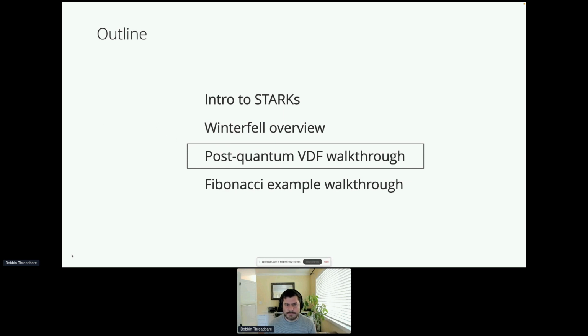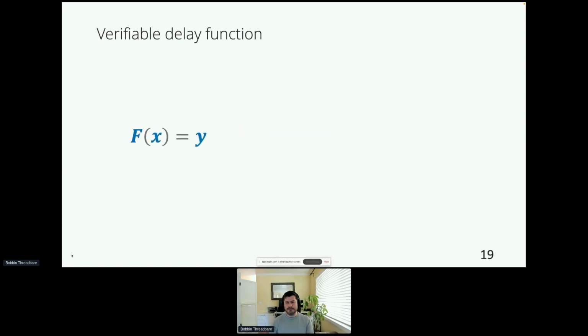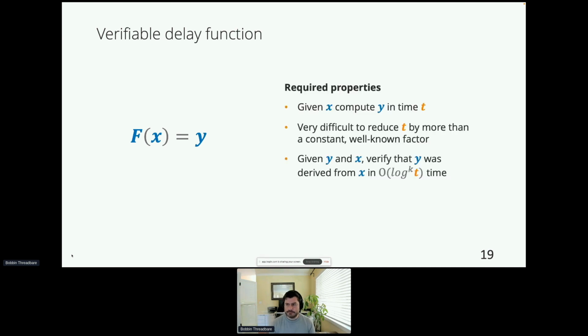All right. I think I covered everyone, but if not, do repost your questions. Okay, let's go now to the post-quantum VDF. So first, let's talk about verifiable delay functions. A verifiable delay function is a function that takes some input and produces some output. And we want to have the following properties.